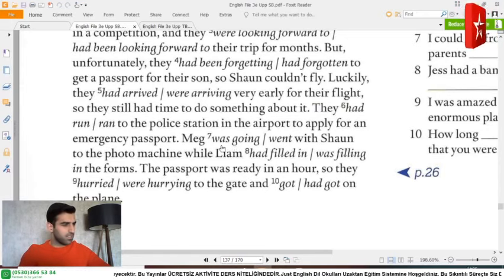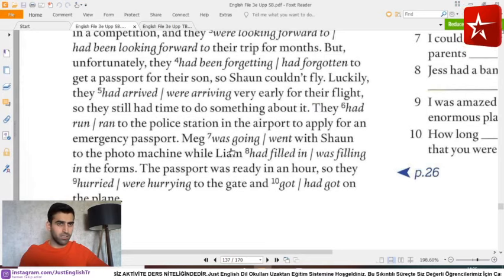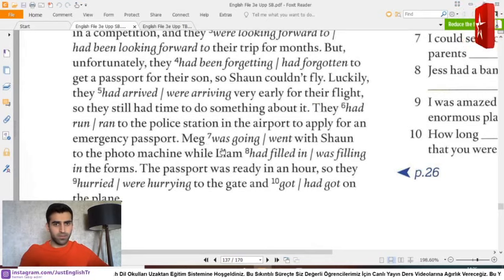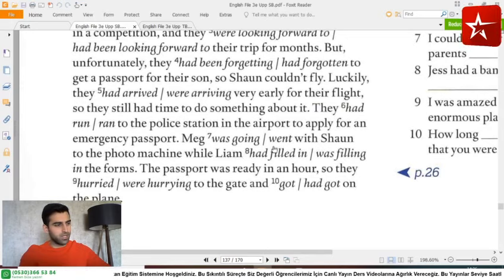Number 7. Okay, if everybody wrote the answers, I can continue. I can announce the answers. Okay, was going, when was feeling. So let me announce the correct answer. Meg was going or went. So number 7, the correct answer is went.